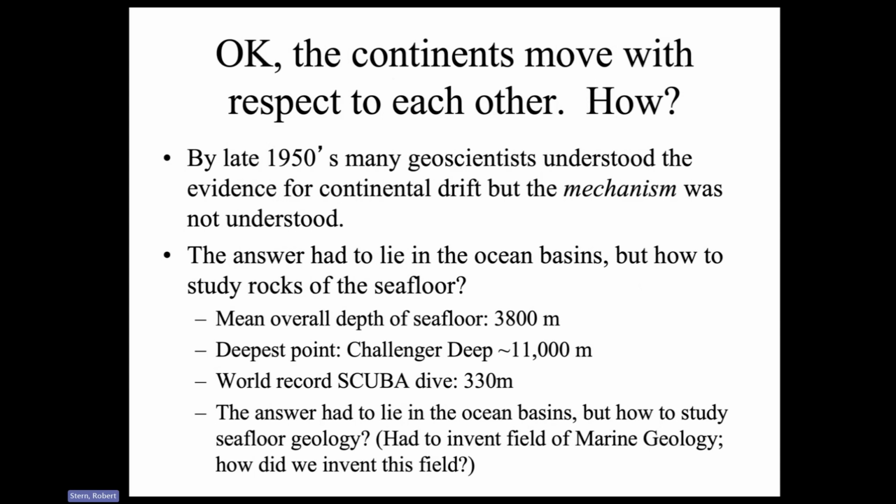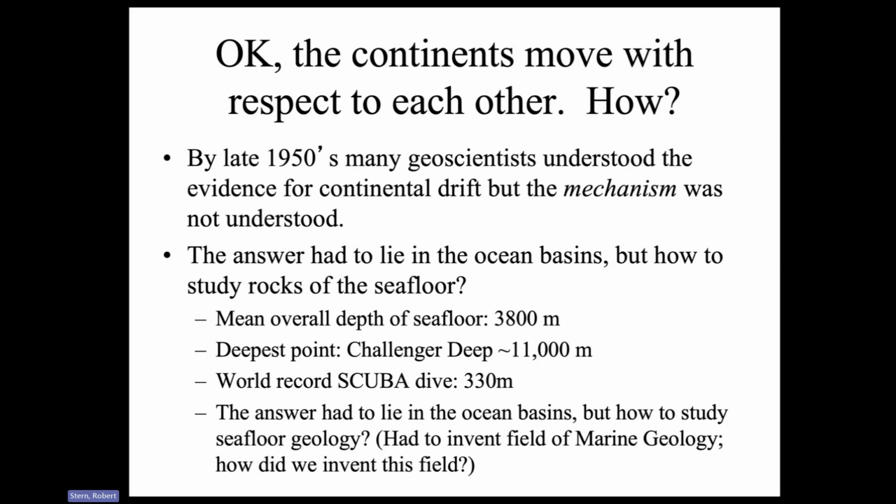Okay, geologists were coming to the idea that the continents did move with respect to each other, but still the question was how? How is this possible? So by the late 1950s, many geoscientists were perplexed by the understanding that there was strong evidence for continental drift, but the mechanism was baffling. The answer had to lie in the ocean basins, but how do geologists study rocks of the seafloor? Geologists are land creatures.